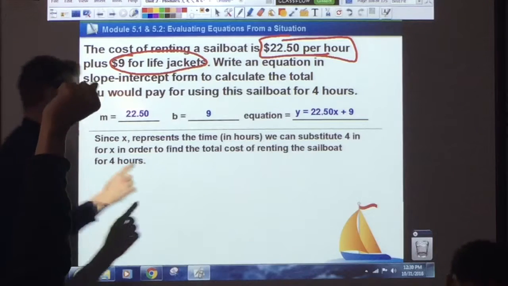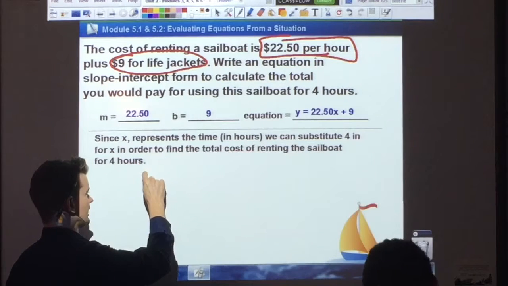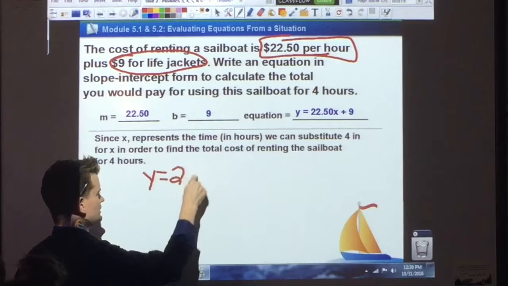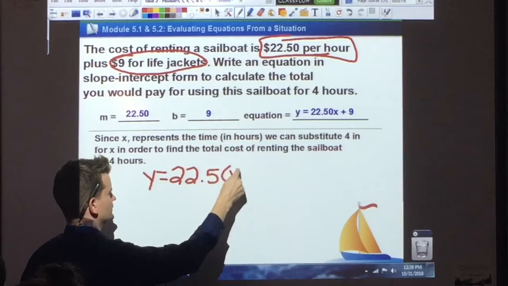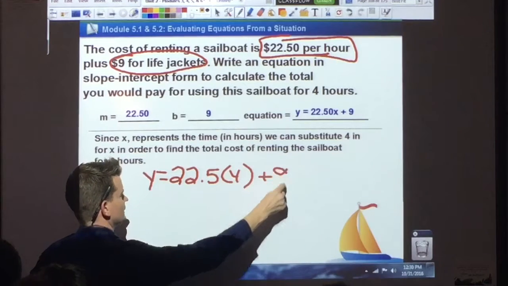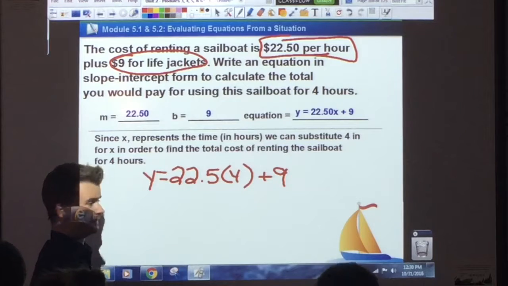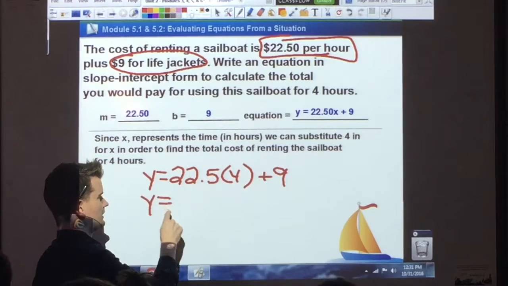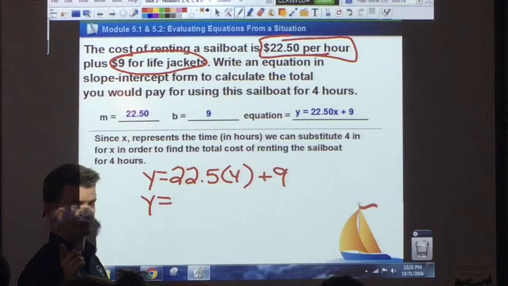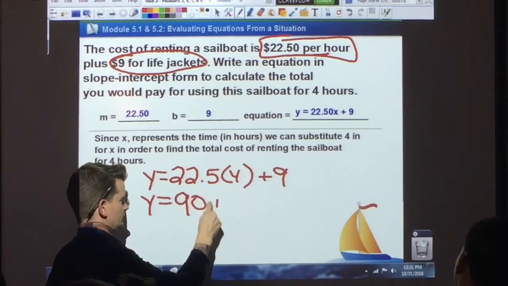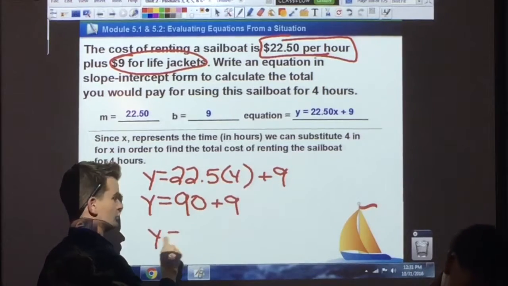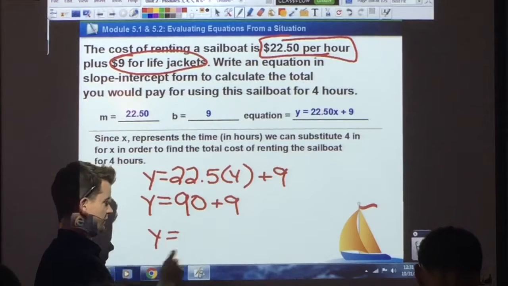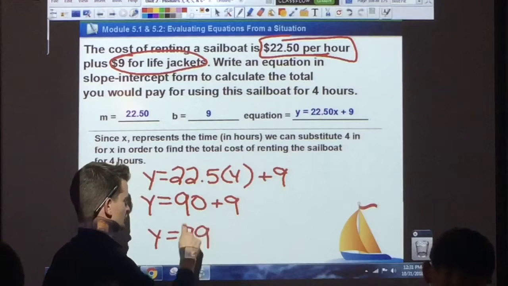That won't always be the case, but this one, it is. So we take out the X. We do y equals 22.5 times 4 plus 9. You multiply, and then you add. 22.50 times 4 is 90, plus 9. So for 4 hours, you get $99. That's the total cost.